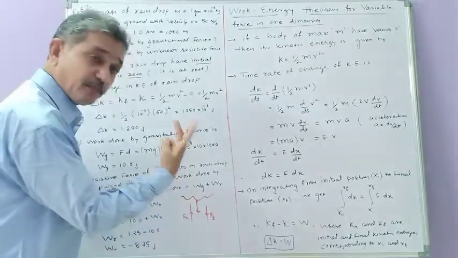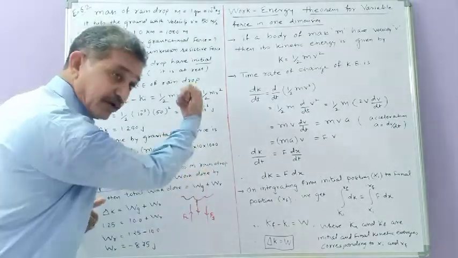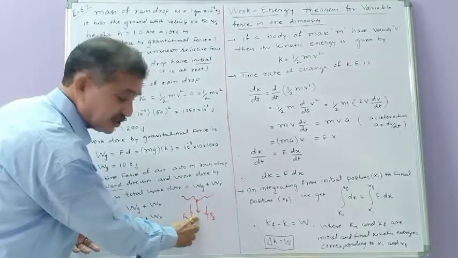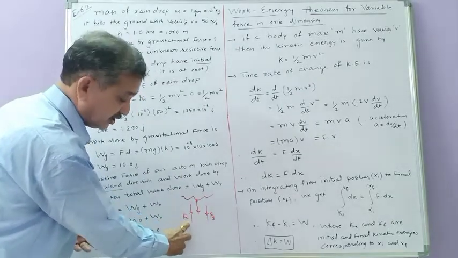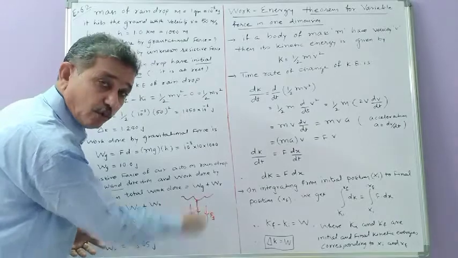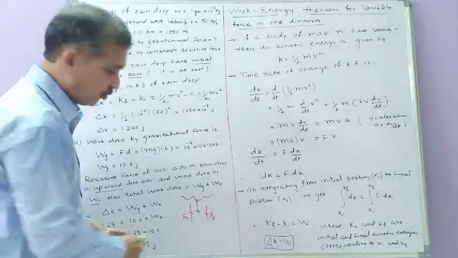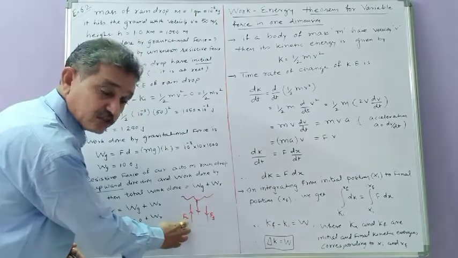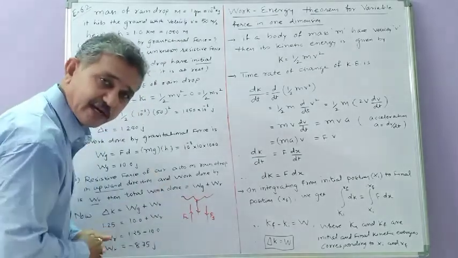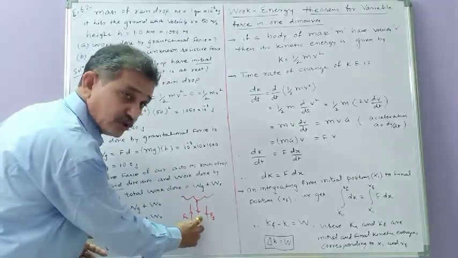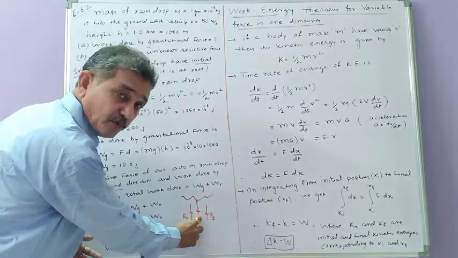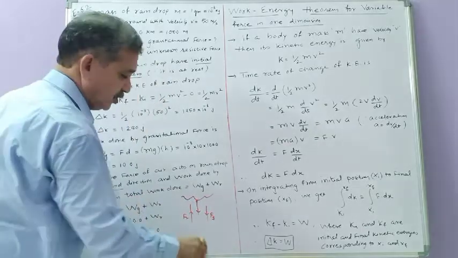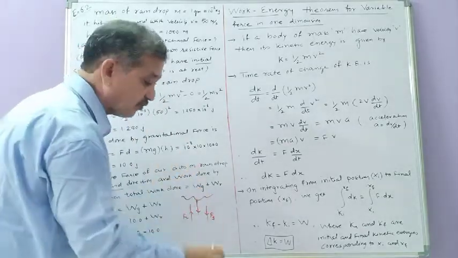So on this raindrop there are two kinds of forces acting. One is gravitational force in the downward direction, so this gravitational force is in the direction of motion, and this resistive force is in a direction opposite to that of its motion. So here work done by gravitational force will be positive, and work done by this unknown resistive force will be negative. Why? Because here the force and displacement are opposite to each other, and there the force and displacement are in the same direction. So one work will be positive, another work will be negative.